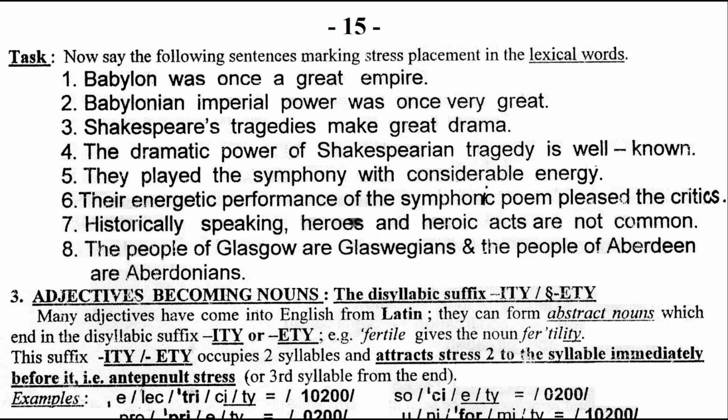Power is a noun, it is stressed, and we put the stress on power. Was, though it is the main verb, is left unstressed because to be is never stressed. Once is an adverb, we stress it. Very is an adverb, we stress the first syllable, very. Great is an adjective, we stress it. So, Babylonian imperial power was once very great.